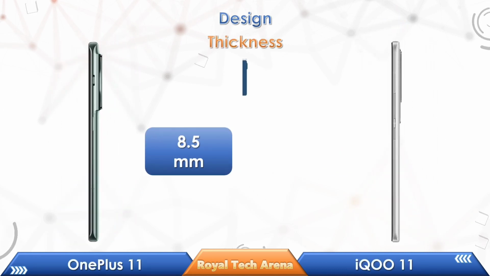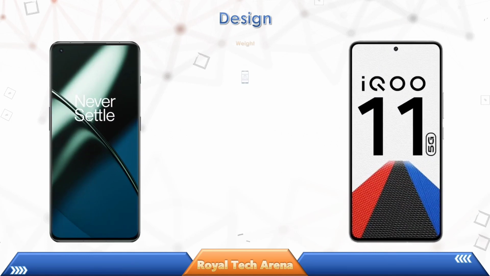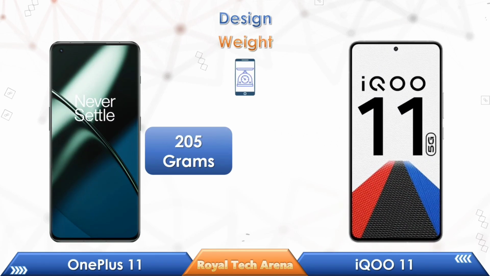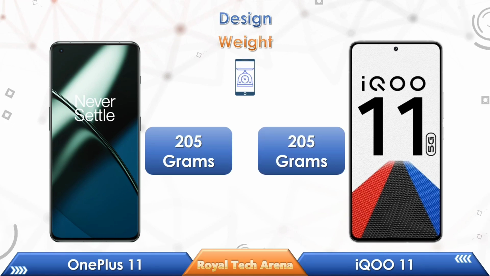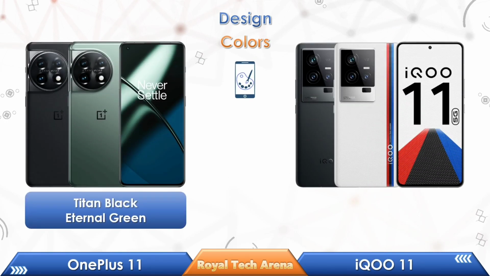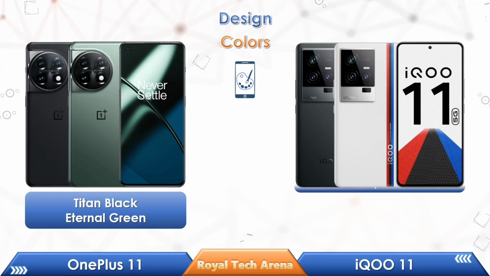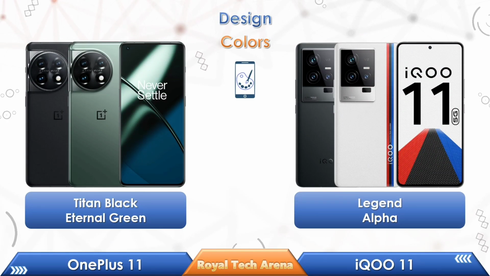OnePlus 11 has 8.5 mm in the thickness, while the iQOO 11 has 8.4 mm thickness. Looking at these two phones' weight, OnePlus 11 has 205 grams, and the iQOO 11 also has 205 grams. If you look at the colors of these two phones, OnePlus 11 comes with two different colors, and the iQOO 11 also comes with two different colors.